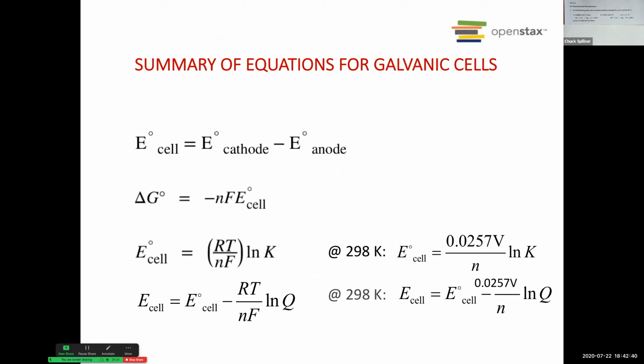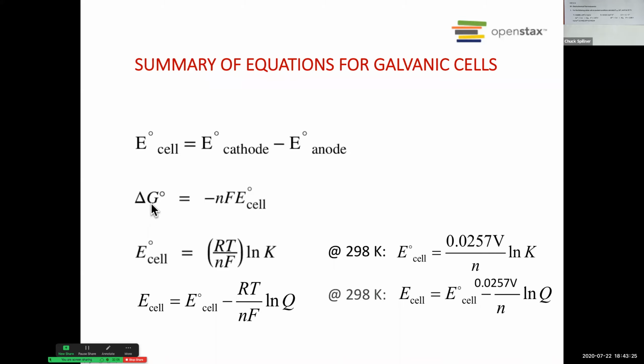So, a summary of the equations that we've learned in this chapter for galvanic cells. Back in chapter 17.3, we learned how to calculate the standard cell potential from the half cell potentials at the cathode and at the anode. And remember, the cathode reaction is reduction and the anode reaction is oxidation. We did minus E anode because it was the opposite: the tables are for reduction reactions, but the reaction at the anode is oxidation, so we had to change the sign if we're going to use the value off the table for that reaction.